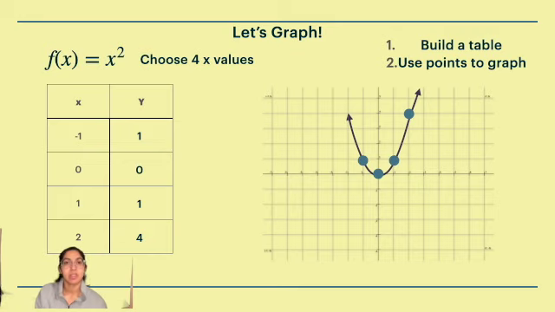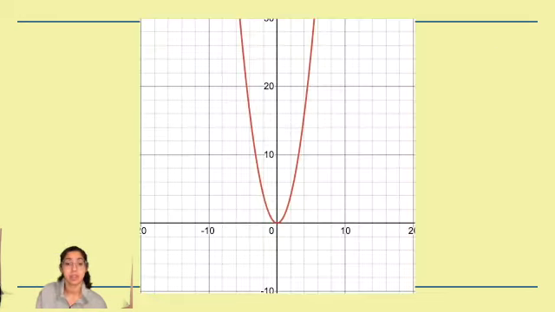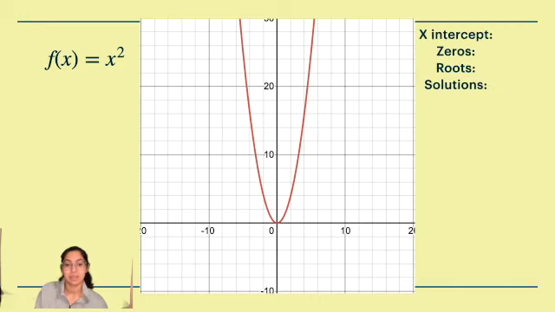So now that we've built a table, this should be kind of simple because we've already built tables and graphed things from tables before, mainly linear functions and some exponential functions. So now we're going to move on to the new part, which is the key features. We're still working with this graph, the parent function f of x equals x squared. So let's get into it.